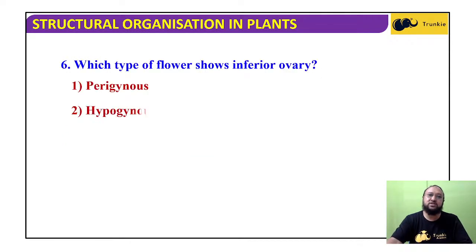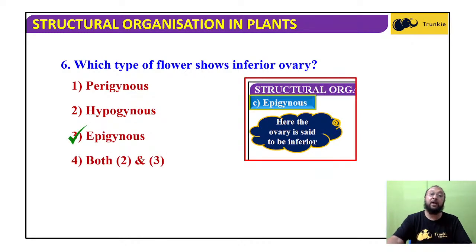Now, which type of flower shows an inferior ovary? Perigynous or hypogynous? It is epigynous. In an epigynous flower we find an inferior ovary, and in the case of hypogynous it is a superior ovary. So this is correct.